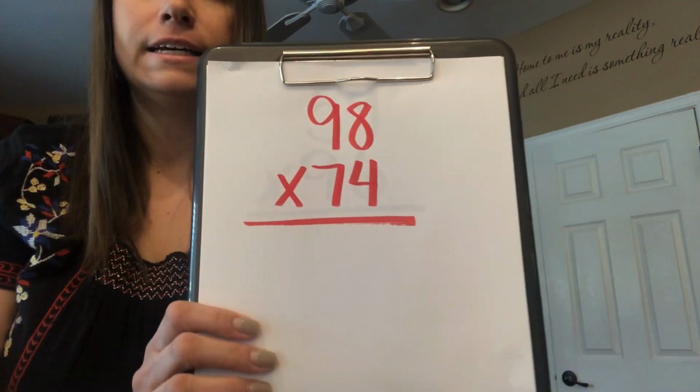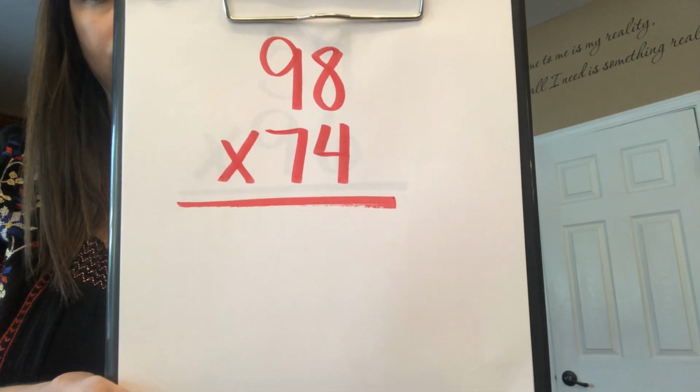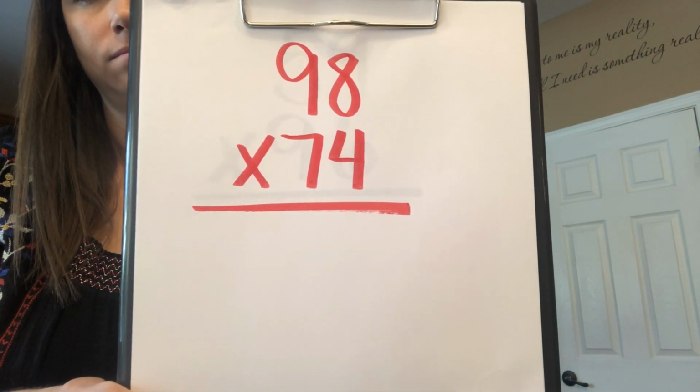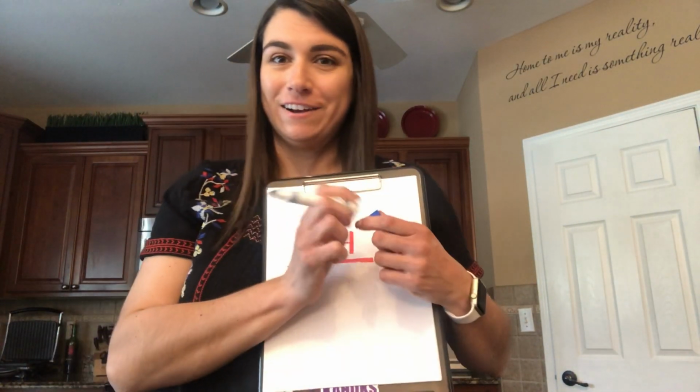All right, so if you got those two correct, good job. High five. Our next one is a 2 by 2 multiplication problem. So you're gonna need a little bit more space. This one is 98 times 74. So you can go ahead and pause your screen and solve. All right, so we're gonna go ahead and solve it together now.